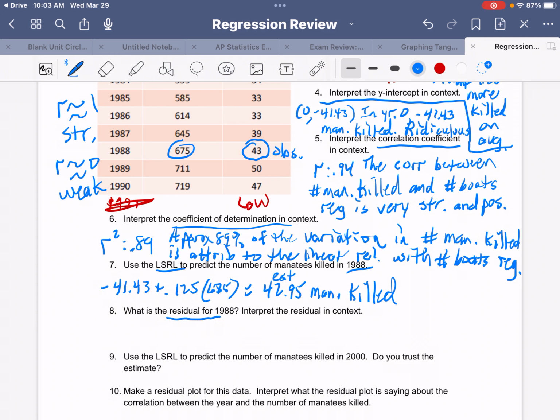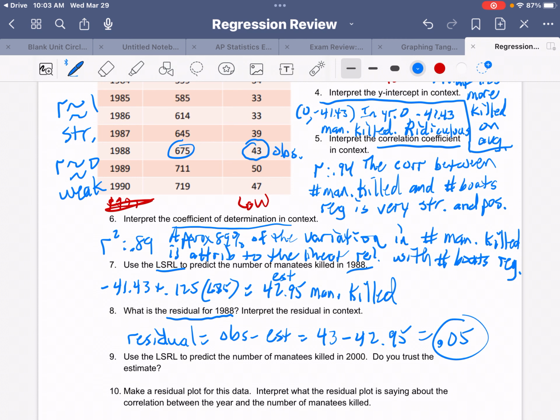What is the residual for 1988? Residual is equal to observed minus estimated. So then that would be 43 minus 42.95 for a residual of 0.05. Well, what does it mean that the residual is 0.05? The difference between the observed and the estimated is positive. Well, what that means is that the regression line underestimated on that.